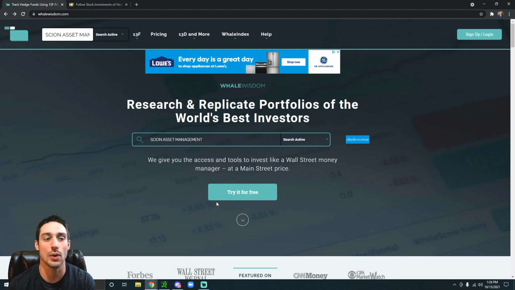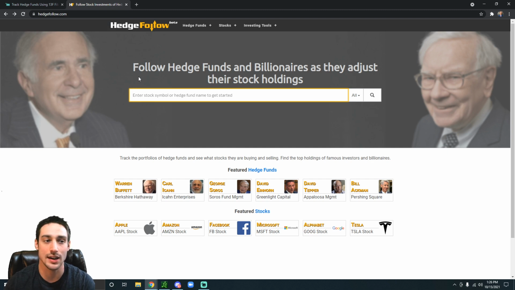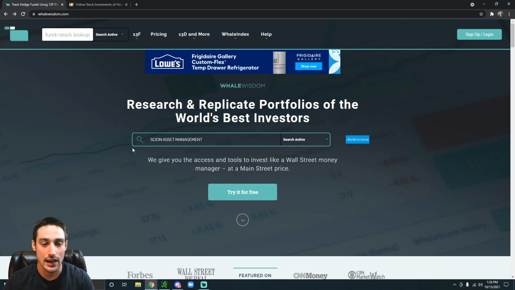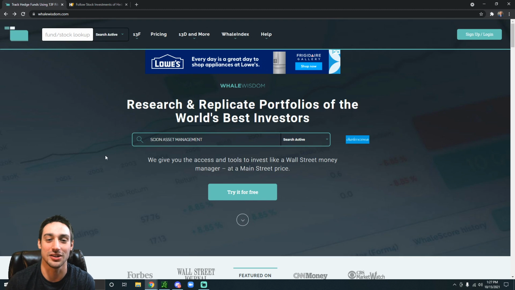And there are two main websites that I use to do this. The first one is Whalewisdom.com and the second one is HedgeFollow.com. They basically do the same thing, but I figured I'd show both of them. But basically what you can do is you can search for certain funds, or you can just search by the stock ticker, and it's just good to know what the smart money is doing, especially when they're trading a huge dollar amount per position. So let's say you wanted to follow Michael Burry.